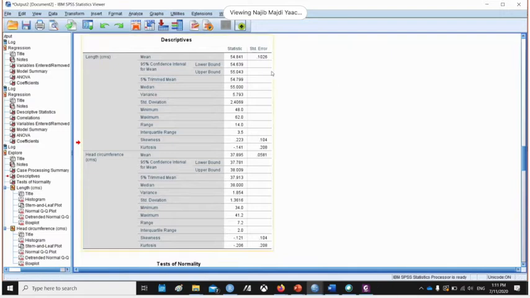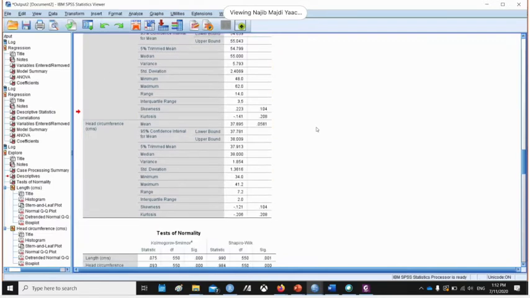My approach of deciding normality is both quantitative and qualitative. The first method, I look at the quantitative component. I look at the mean and median. For a normally distributed data, the mean and median must be more or less equal. So here mean and median are more or less equal. The standard deviation is less than half of the mean. The skewness value and kurtosis value are within plus minus 1. So those values suggest that length is normally distributed.